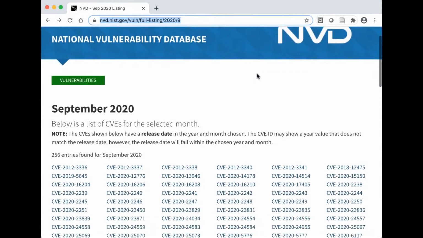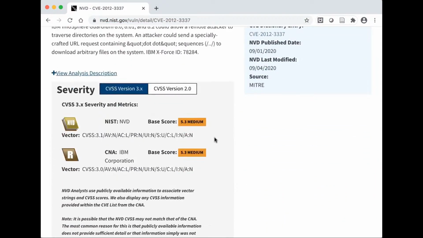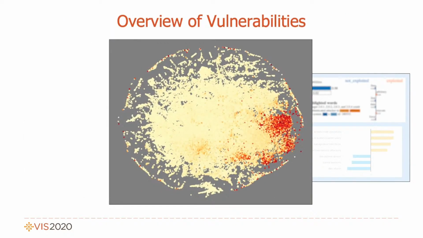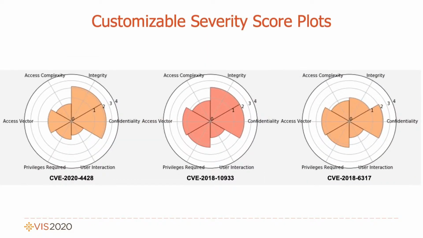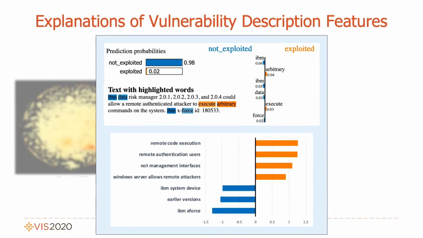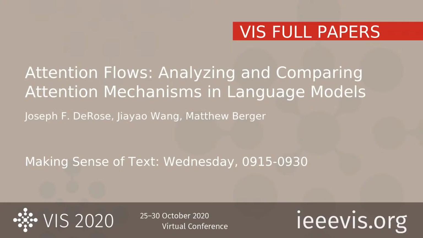Information about vulnerabilities helps defenders prioritize what they need to patch, but this information can be difficult to interpret. In this paper, we support interpretability using a focus and context approach to visualizing vulnerability data, including a clustering overview, plots that enable filtering based on severity, and explanations of text features and descriptions. We invite you to read our paper to learn more.